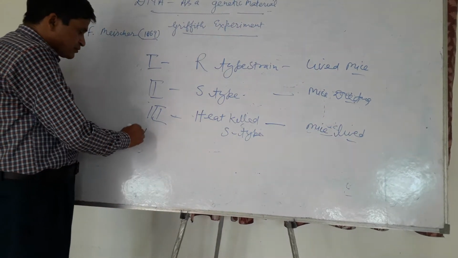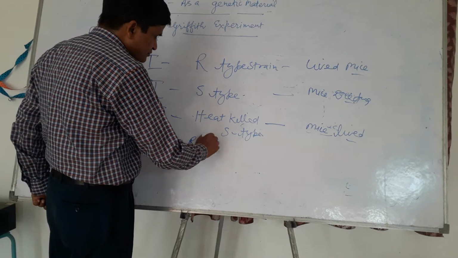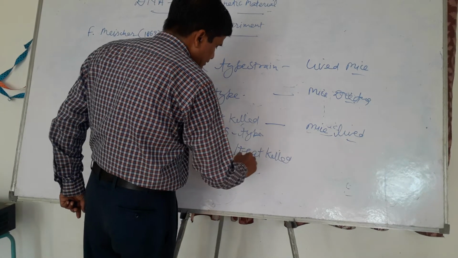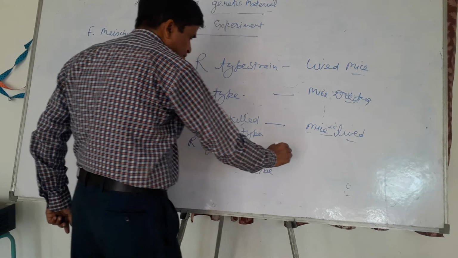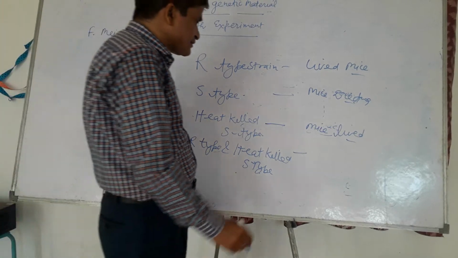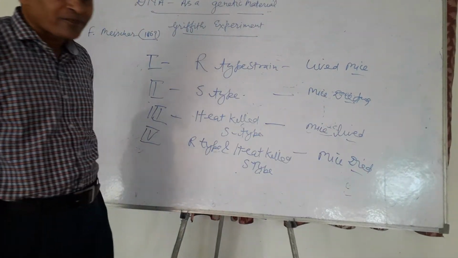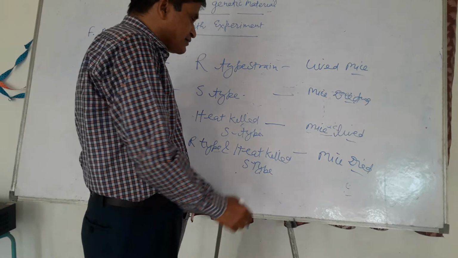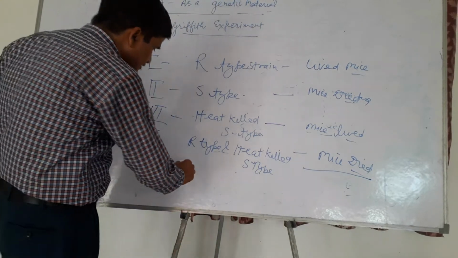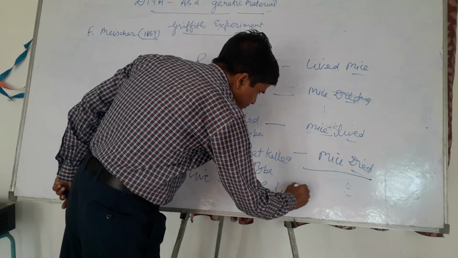The fourth step was surprising, in which he injected a mixture of R type and heat-killed S type. According to the previous results, the mice should have lived, but surprisingly, the mice died. And after post-mortem examination, it was found that the dead mice contained live S type as well as live R type.